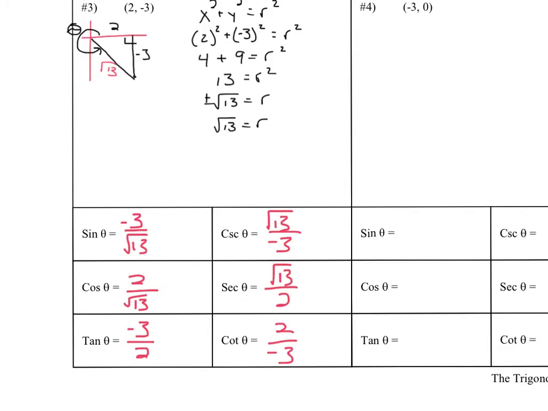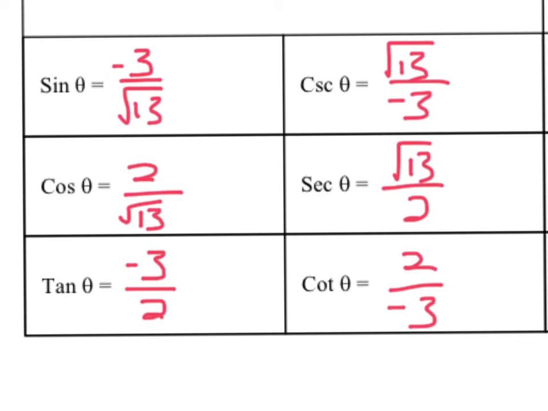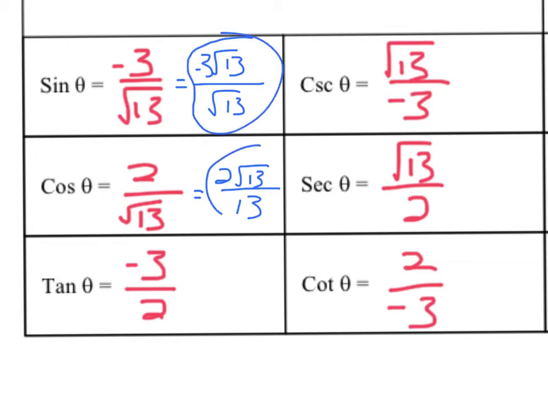Now, some of these are not finished. They're not finished because the denominator has a radical in it. If we multiply the first fraction here, top and bottom, by square root of 13, we're going to get negative square root of 13 times the 3 that's already there over the square root of 13. Cosine of theta, if you multiply the top and bottom by square root of 13, you get 2 square roots of 13 over 13. Tangent's already finished. None of the other fractions have radicals on the bottom. So those are our answers for number 3.